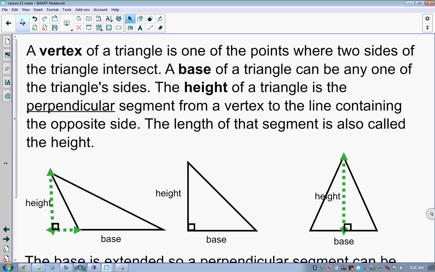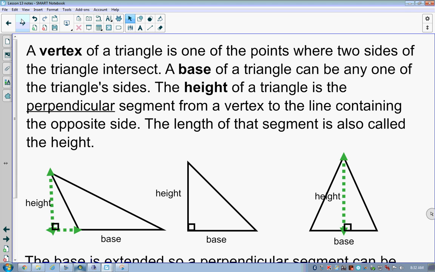All right, so a vertex of a triangle is one of the points where two sides of the triangle intersect. Okay, it's basically just a point on the triangle. All right, a base of a triangle can be any one of the triangle's sides. It doesn't have to be the bottom horizontal line. Okay, we can move it around, we can orient it differently. We can do a lot of different things. The base doesn't have to be just one particular side, although it's handy if we put the base at the bottom and we're consistent.